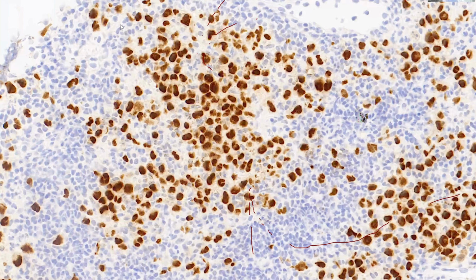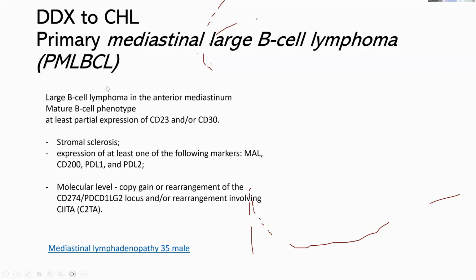Other differential diagnoses for classic Hodgkin's lymphoma, especially in the mediastinum, include primary mediastinal large B-cell lymphoma. They are usually mature B lymphocytes. They will have expression of CD30, but just focal, and they will usually be CD23 positive. They look like classic Hodgkin's lymphoma because they will have stromal sclerosis, but sometimes they express some specific markers that Hodgkin lymphoma doesn't express.